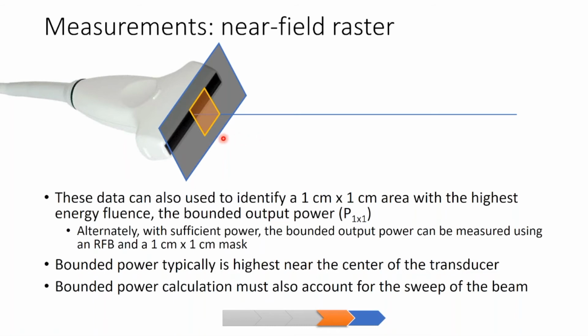For a radiation force balance, instead of collecting all of these data and then looking for the highest 1 by 1 centimeter area, a radiation force balance has a mask with an opening of 1 by 1 centimeter, and you can move the mask around, blocking out the rest of the energy, but seeing how much energy reaches the radiation force balance through that masked area.